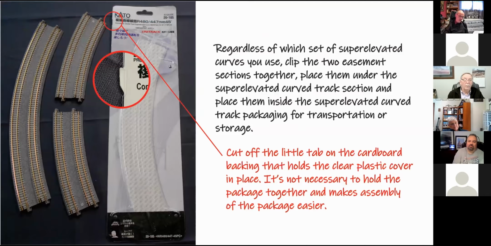Regardless of which set of super elevated curves you use, clip the two easement sections together, place them under the super elevated curve track section, and place them inside the super elevated curve track packaging for transportation or storage. Cut off the little tab on the cardboard backing that holds the clear plastic cover in place. It's not necessary to hold the package together and makes assembly of the package easier.